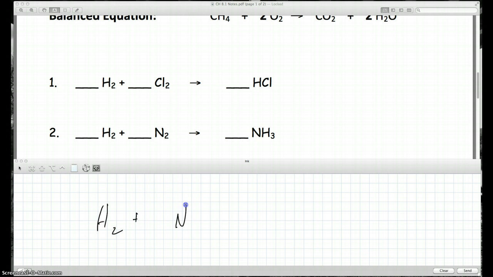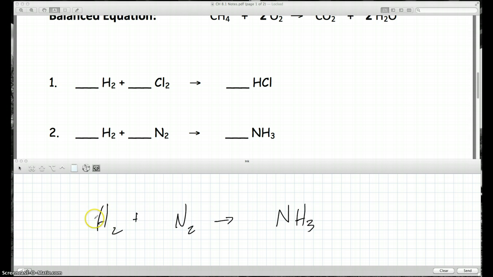H2 plus N2 makes NH3. Now, one of the tricks that I will teach you, and these aren't rules, they're just tricks. They don't always work, but they will often work, is the fact that odd numbers are kind of a pain in the butt. Even numbers are always going to be easier to work with.